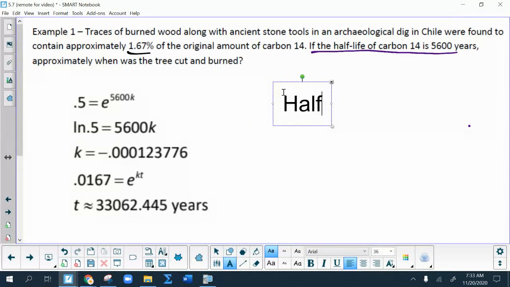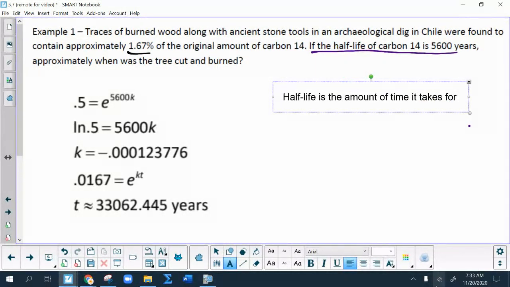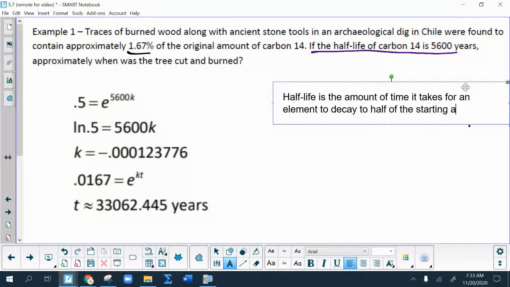Half-life, well, that's not what I wanted. Let's try again. Half-life is the amount of time it takes for some element to decay to half of the starting amount, or any amount.